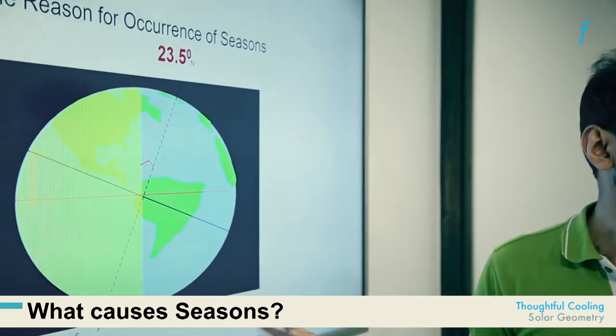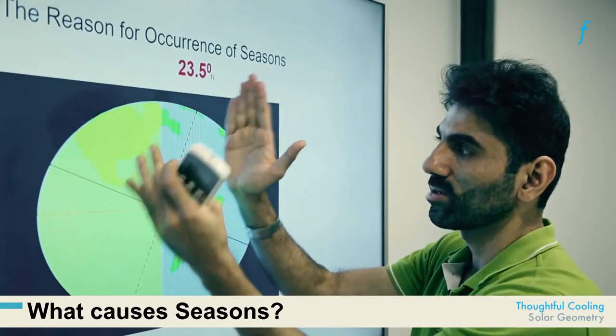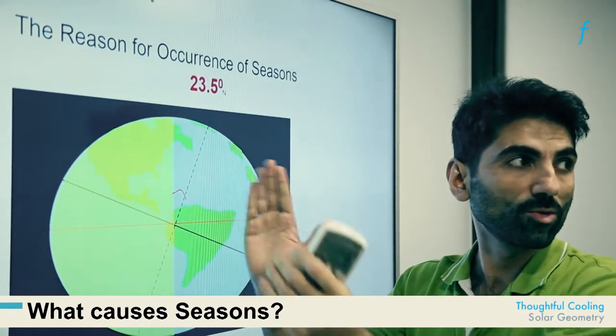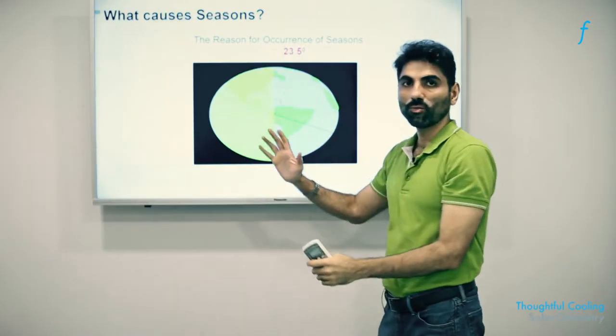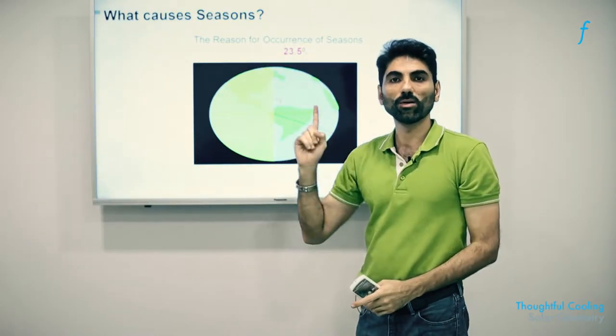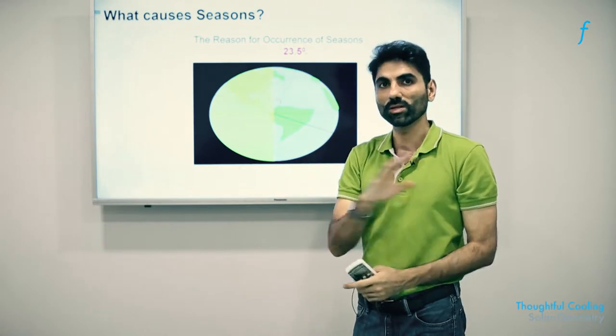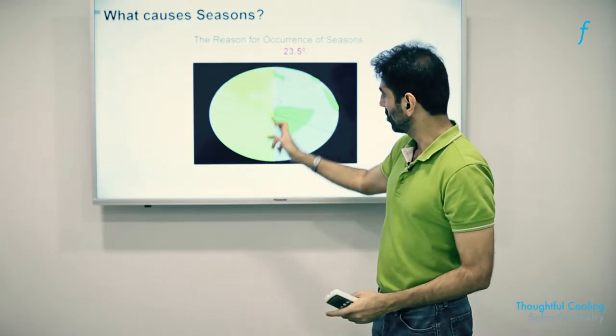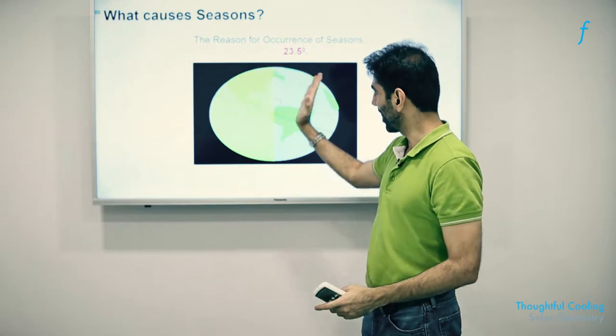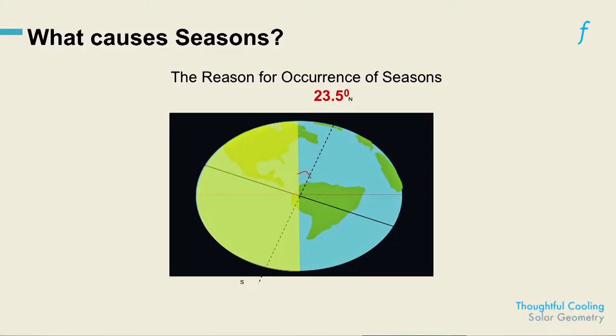Yes, so this angle is 23 and a half. This makes all the difference. If this was perfectly perpendicular to the plane, each day would be the same as it rotated or revolved around the sun. There would be no distinguishing. It is this slight shift which distinguishes day one from day two, and in a very extreme case, summer and winter. And we'll look at that in the next slide. Right, so that is 23 and a half degrees.